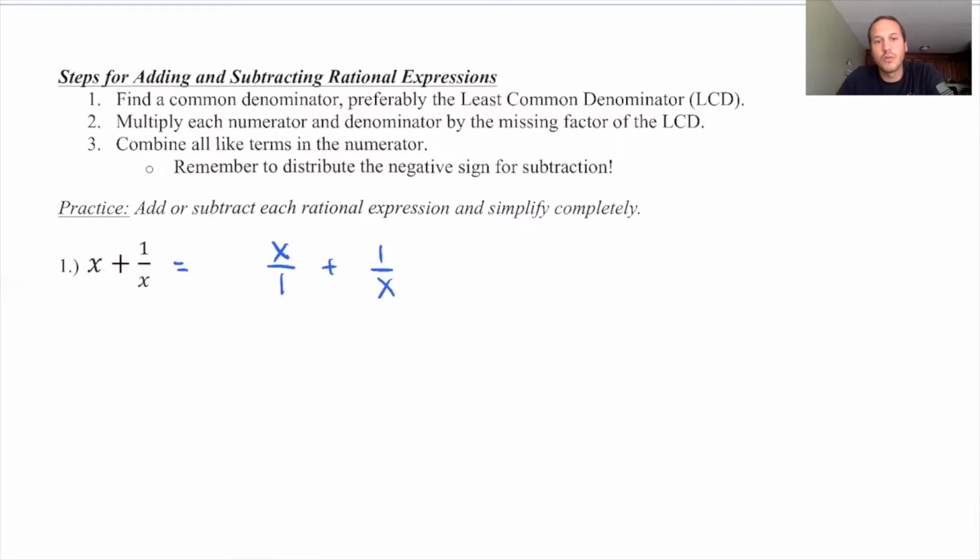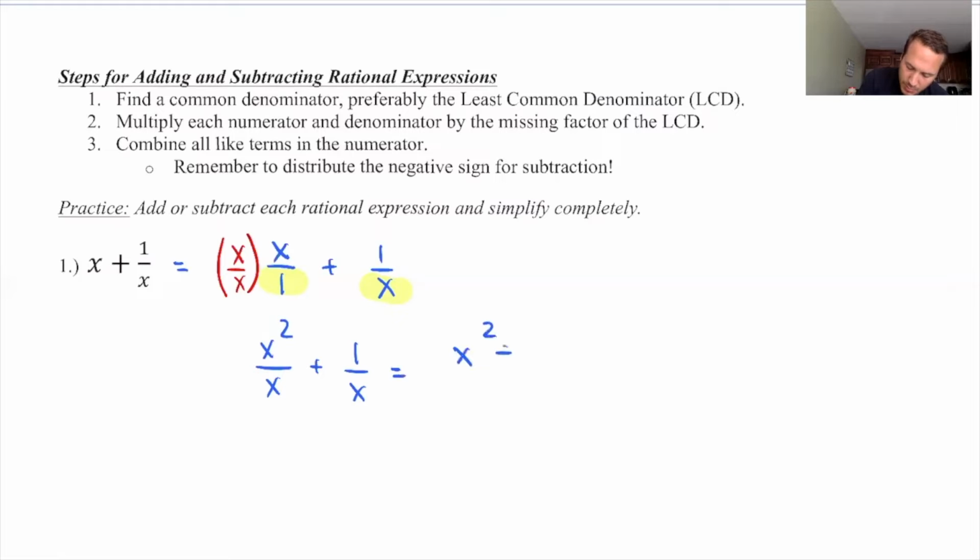So now that I have x over 1 plus 1 over x, I want to look between 1 and x, what is my LCD? Okay, well, that LCD, I'm going to multiply the top. You know what, let's use a different color. I'm going to multiply this term by x over x. The right fraction already has a denominator of x, so I leave it. What that's going to do for me is give me x squared over x plus 1 over x.